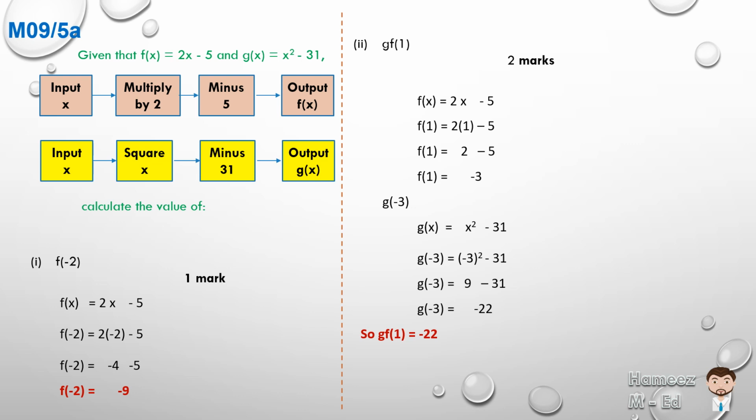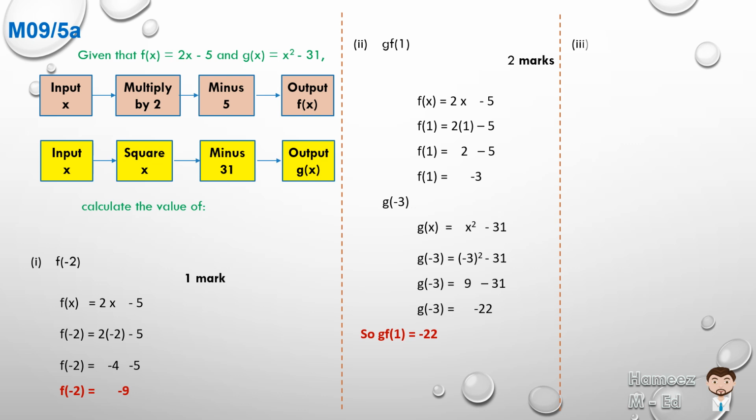If we looked at the flow chart, if we put 1 in the pink boxes, then we multiply by 2, 2 ones are 2, then minus 5, 2 take away 5 is minus 3. Now that we got minus 3, we could put it into the yellow boxes. That's the input for the yellow box. Minus 3 squared is 9, 9 minus 31 is minus 22. So it gives us the same answer. So it's a little way to double check.